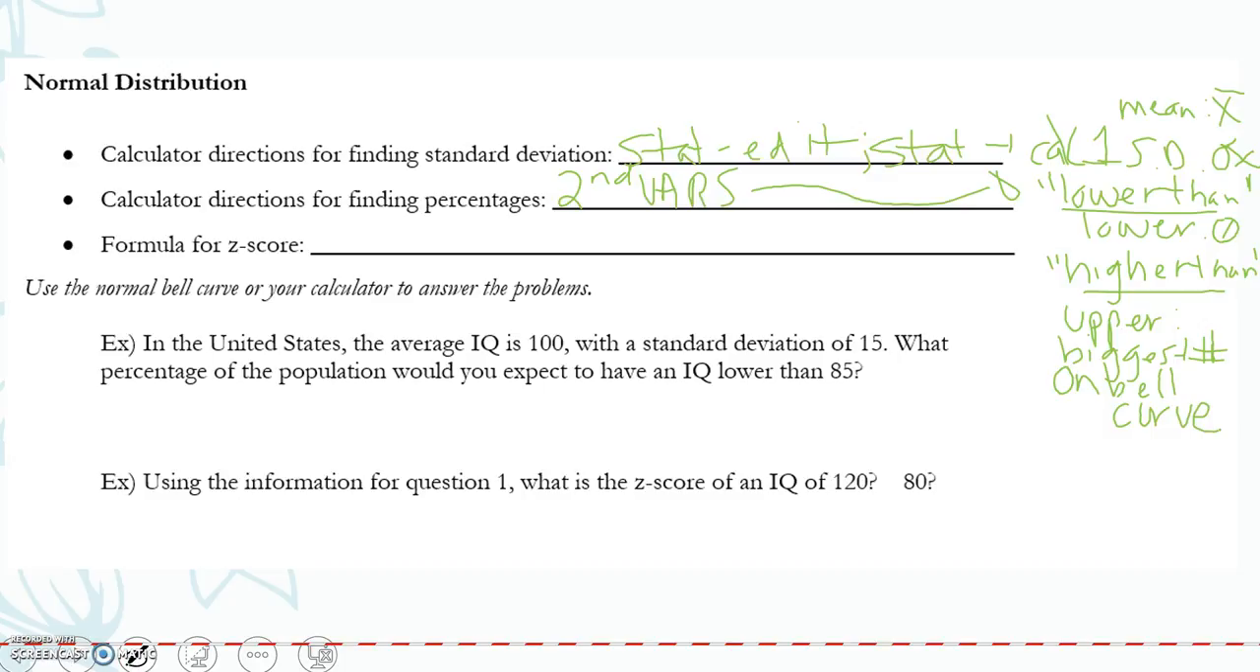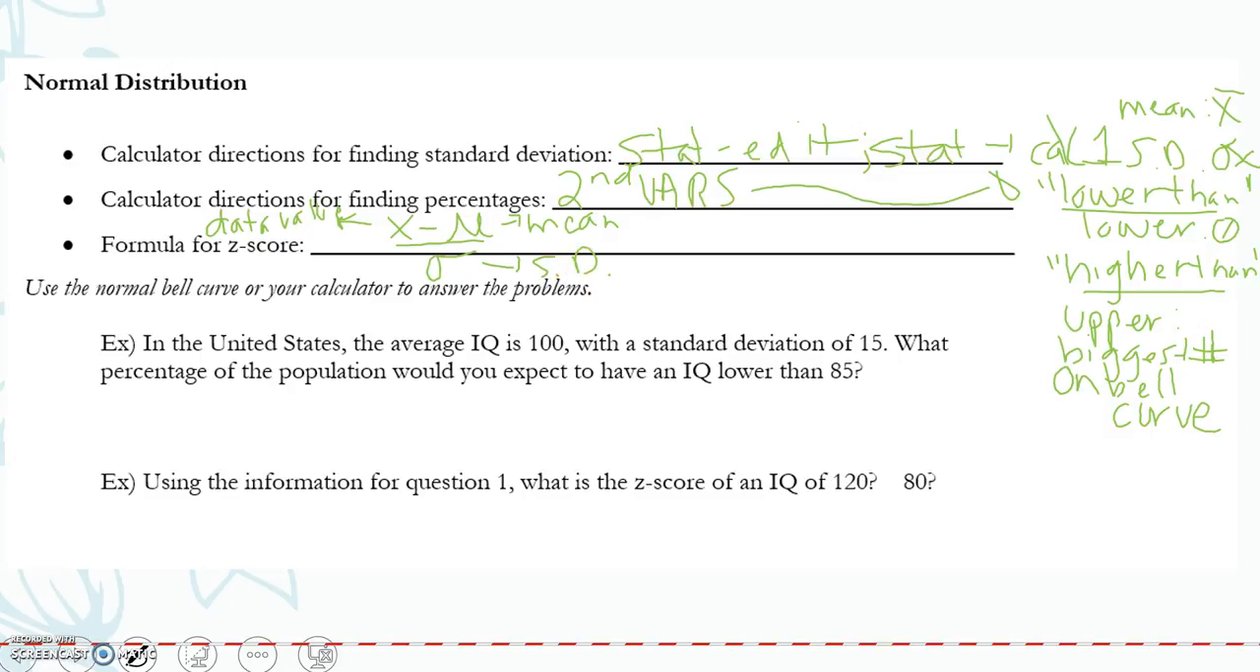Formula to find the z-score, what you do is you take x. What x stands for is the data value. So whatever I'm trying to find the z-score of, you subtract the mean, and you divide by the standard deviation.